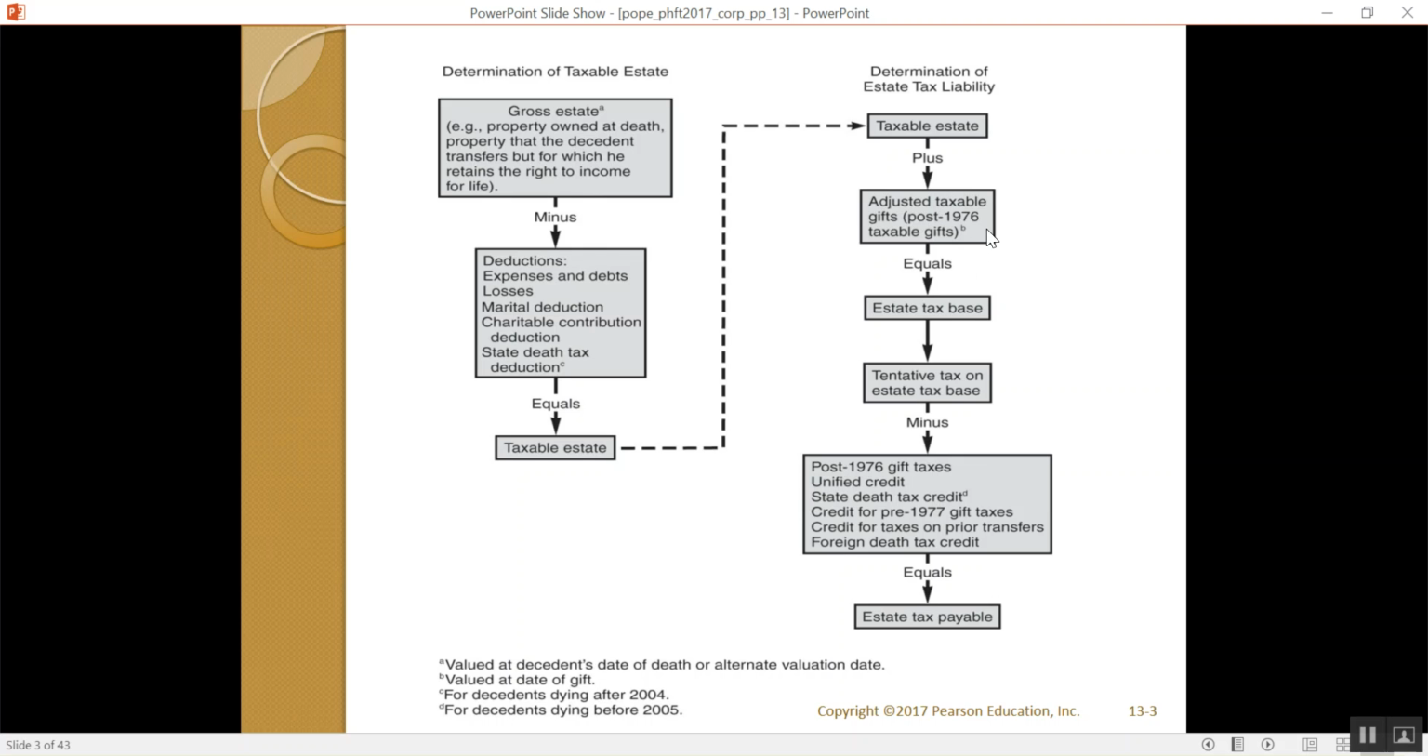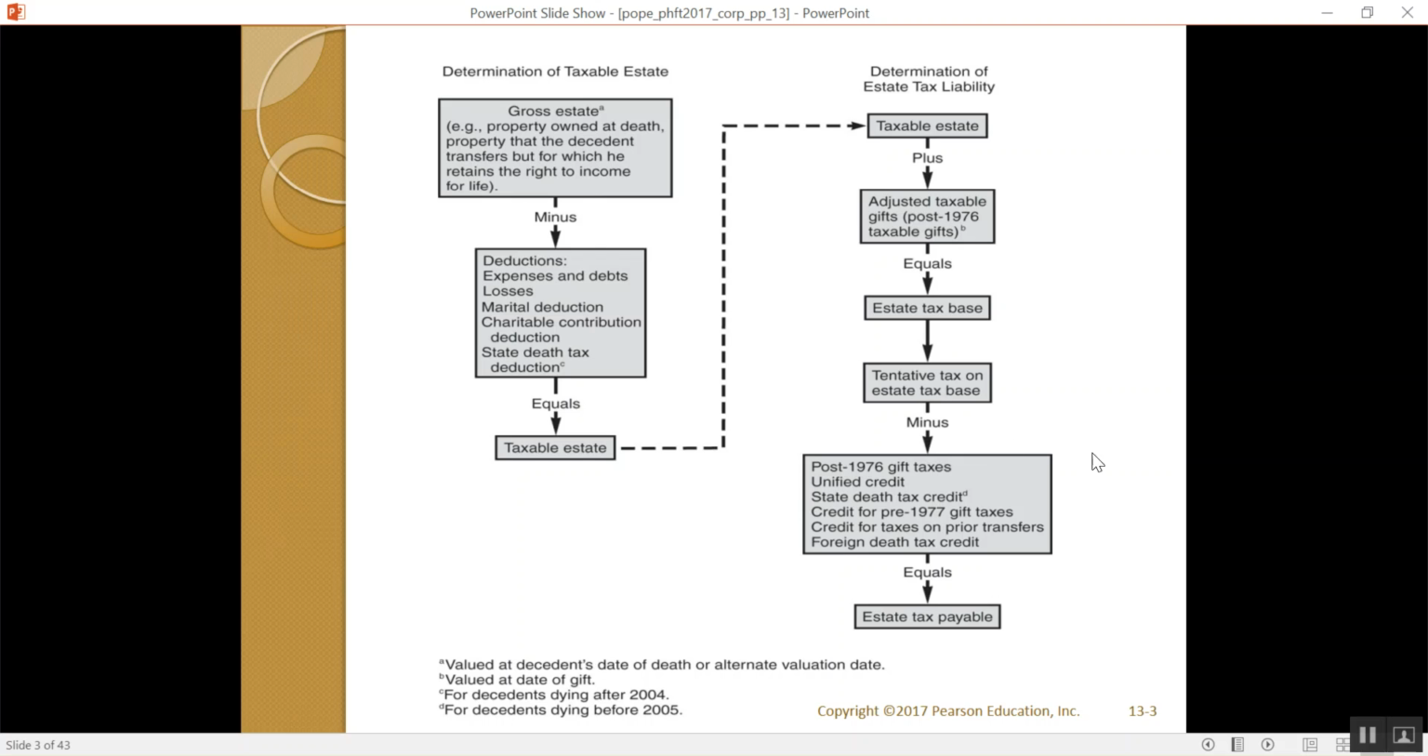So they now make you add to your taxable estate the adjusted value of your taxable gifts, and I think the slides are going to cover that. We'll talk about how that's calculated a little bit later. But you'll see down here that you get a credit for that. So the taxable estate plus the adjusted post-1976 taxable gifts equals your estate tax base.